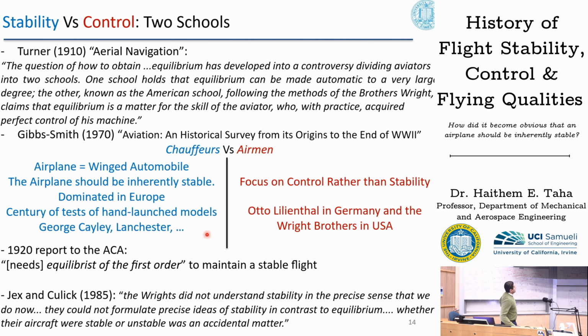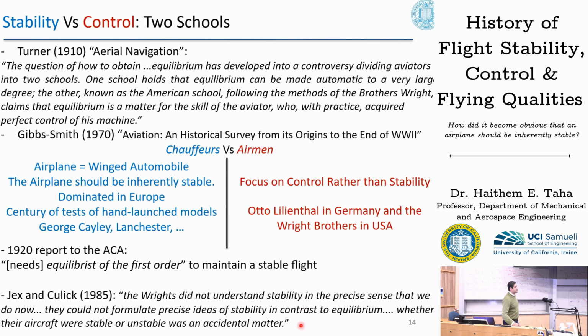There was a paper in 1985 dedicated to assessing the handling qualities of the Wright brothers' aircraft, and Jackson and colleague wrote that the Wrights did not understand stability in the precise sense that we do now. They could not formulate precise ideas of stability in contrast to equilibrium that we stressed in this class. Whether their aircraft were stable or unstable was an accidental matter.